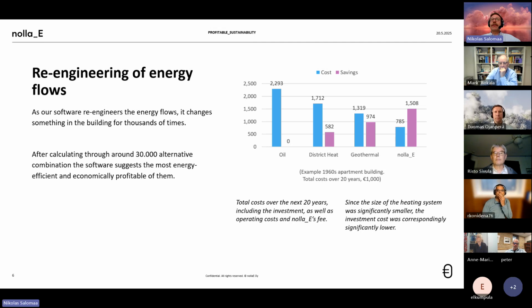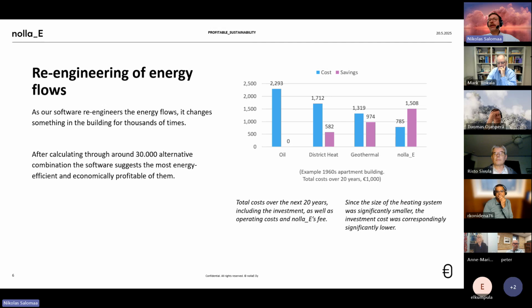If they would have done nothing with that building, they would have ended up paying 2.3 million euros for the upcoming 20 years. By switching from oil to district heating, which was one alternative for them, they would have lowered the total life cycle cost from 2.3 to 1.7. So that would have been okay. They would have actually saved 580,000 euros.